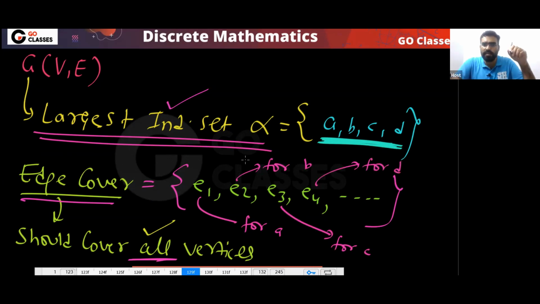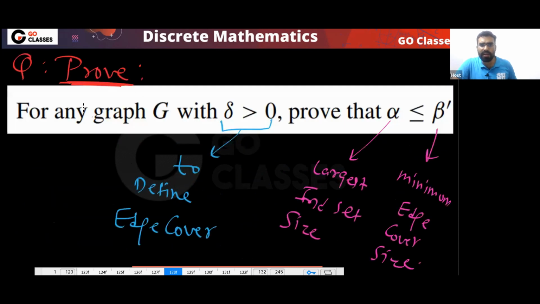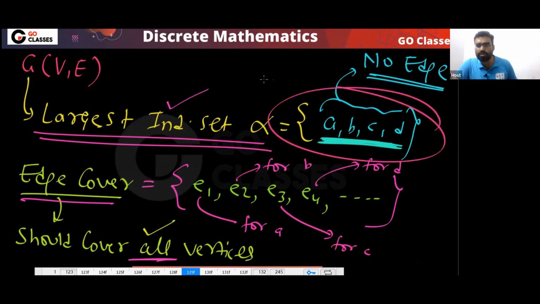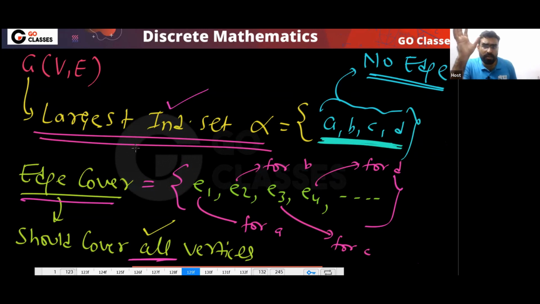Is this clear? Isn't it simple? This statement, this proof, isn't it simple? So if you have a largest independent set, let's assume this is your largest independent set. What does it mean? It means there is no edge here, no edge between them. Because there is no edge, there is no edge which can cover more than one of them.